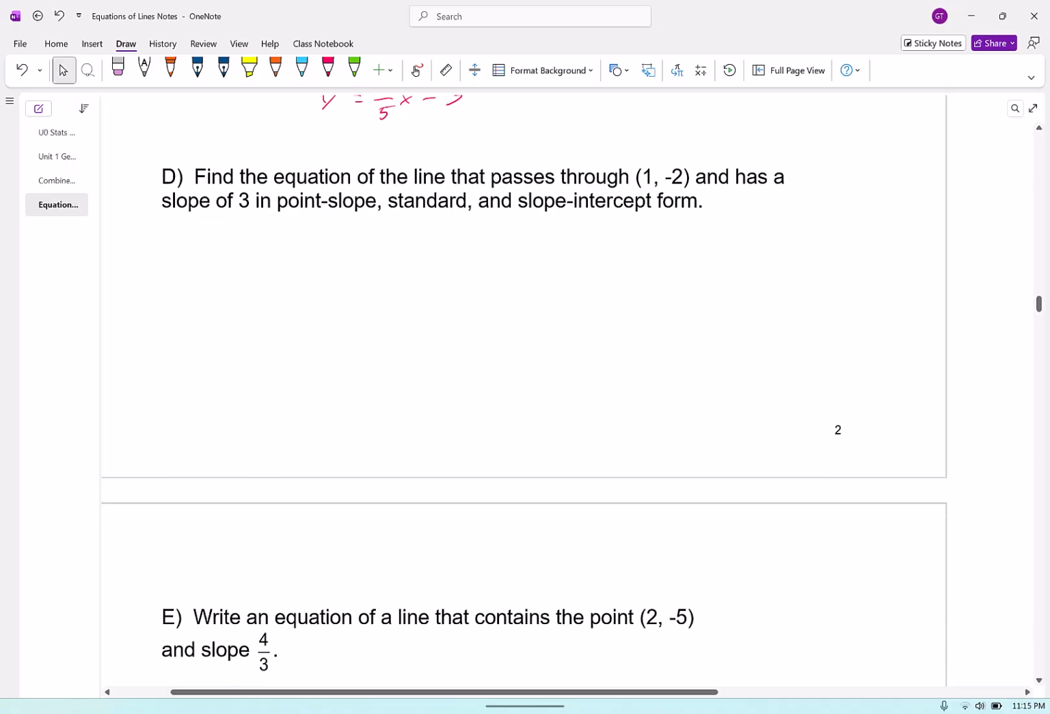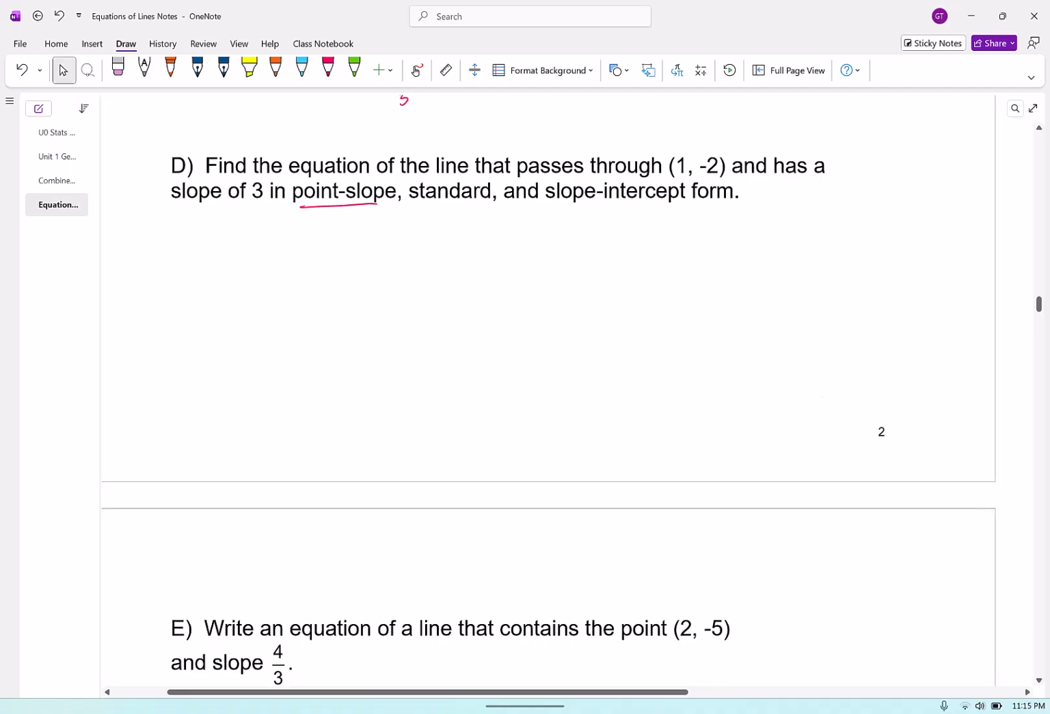Okay, so find the equation of a line that passes through (1, negative 2) and has a slope of 3, in point slope, standard, and slope intercept form. This is going to take a little bit of work, but I have to figure out which one I start with to help me convert to the others. Like I said before, point slope is your best bet to start, and then convert to the other ones. We also have a point and a slope, so that helps me figure out which to start with.